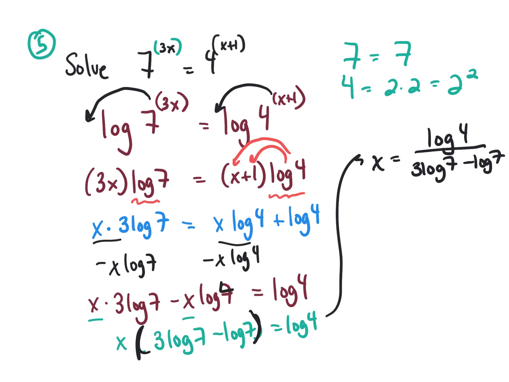Actually, I made one mistake. This is supposed to be a 4. I just miscopied it. That looks better. So log 4 over 3 log 7 minus log 4. Again, very easy to make mistakes because there's a lot of logs and a lot of terms going on here.